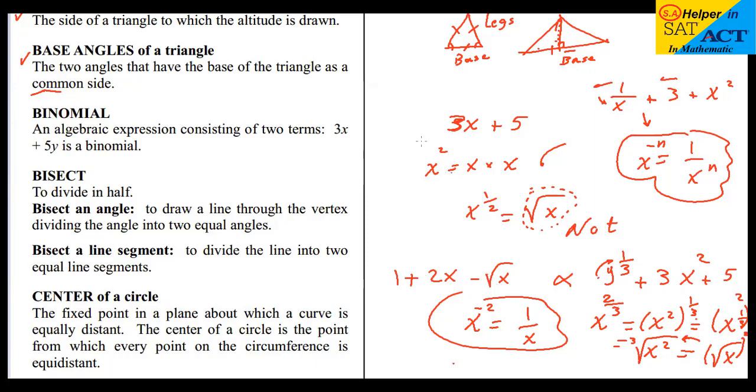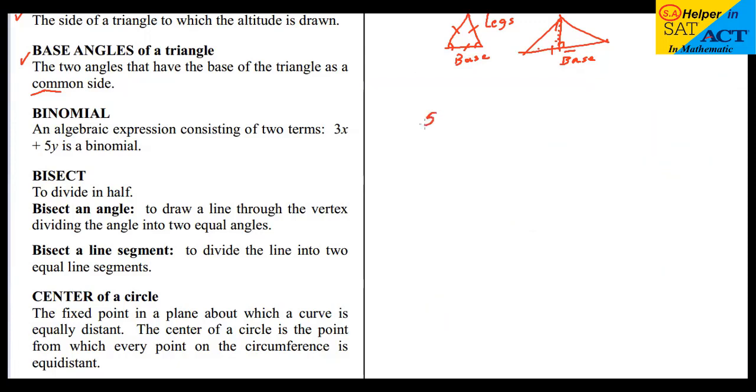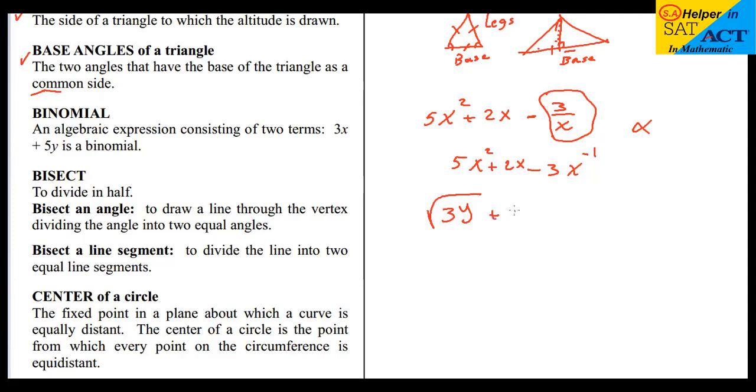Okay, let's say an example: 5x power 2 plus 2x minus 3 over x. This is not binomial because this is considered a fractional term. So a fractional term is not binomial. It can be written as 3x to the power negative 1, it is the same. So not binomial. Also 3y under root plus y power 2 plus 5 is not binomial as well.